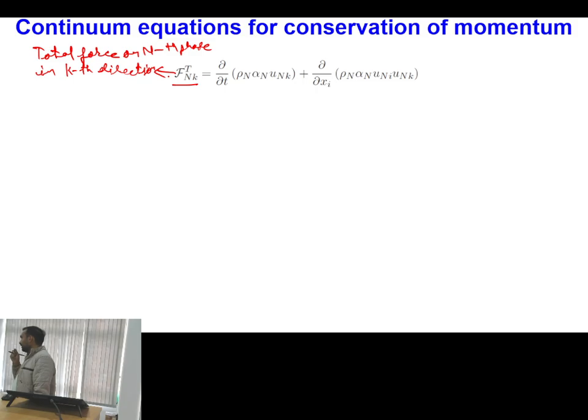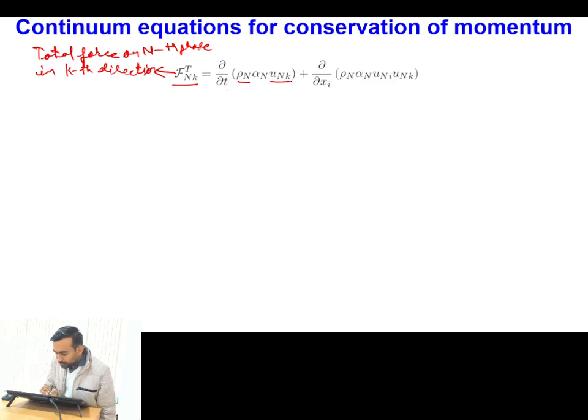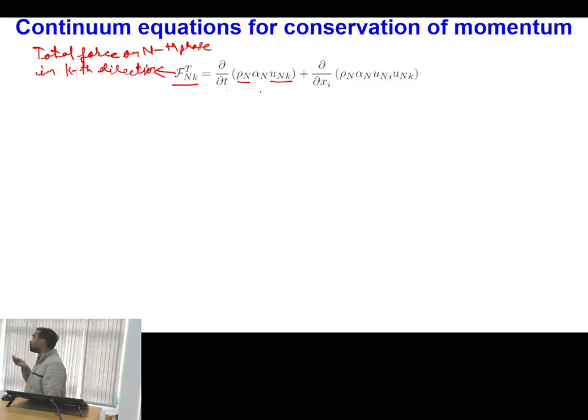Is this point clear? Now we know from Newton's law of motion what the momentum equation is, nothing but Newton's law of motion. We know that force has to be equal to mass into acceleration. For a fluid medium we have two types of acceleration, one is local acceleration and the other is convective acceleration. So local acceleration is del by del t of rho n into u n k. Because we are writing the momentum equation in kth direction, the acceleration also has to be accounted for in the kth direction only.